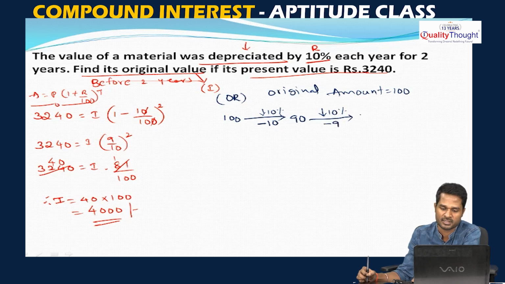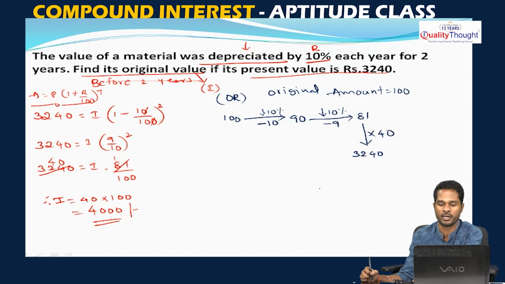So 90 minus 9 is 81. So this is the final value. Original value was 100. So after decreasing it by 10 percentage for 2 years, the final value has become 81. But what is the final value? This is 81, but actually the final value has become 3240. That means final value means the present value. So 81 has become 3240. That means 81 has been multiplied with 40 to get 3240.